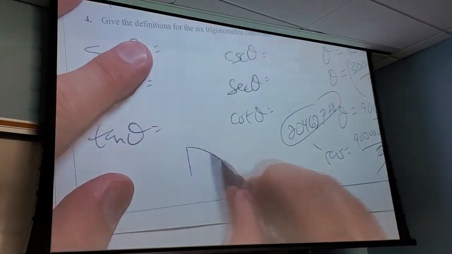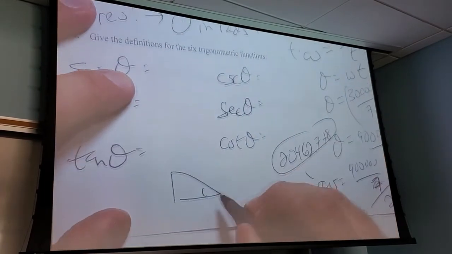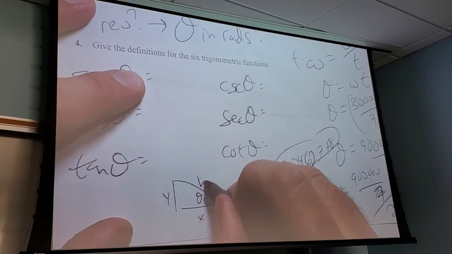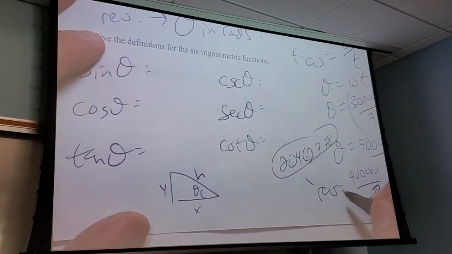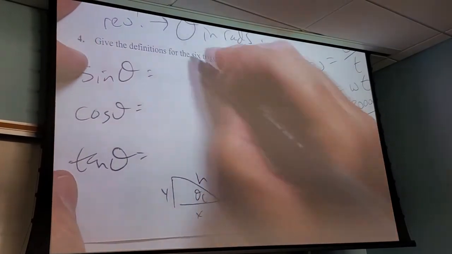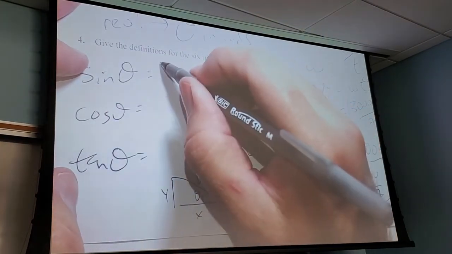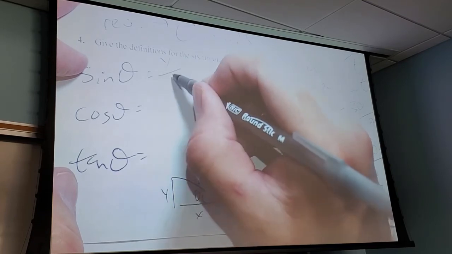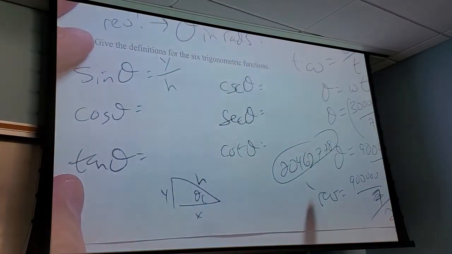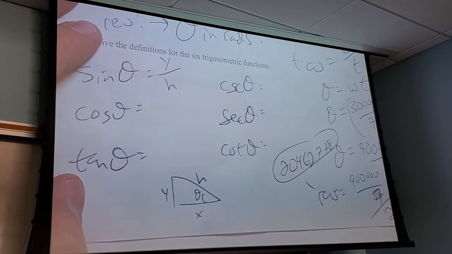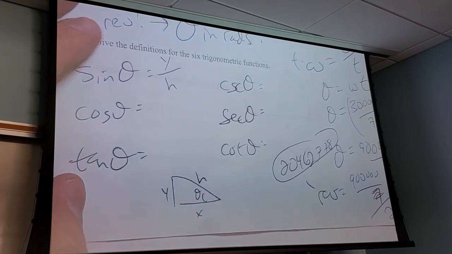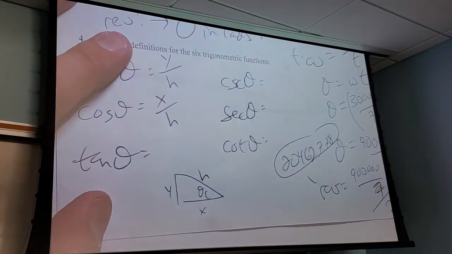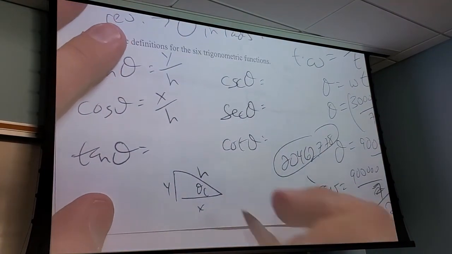So if I have a triangle, this will be y, this will be x, and this will be, you can either say h or r. What will the sine of theta be? What's it defined to be? Yeah, it's the y side over the hypotenuse. So it's the fractional part of the hypotenuse that lies in the y direction. What's cosine? The fractional part of the hypotenuse that lies in the x direction. And what's tangent?